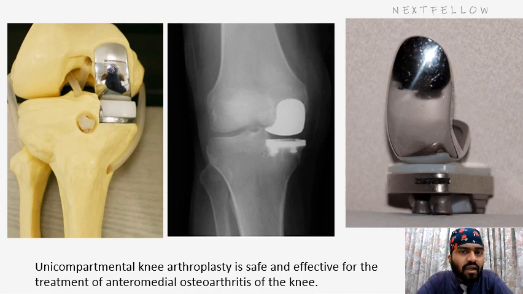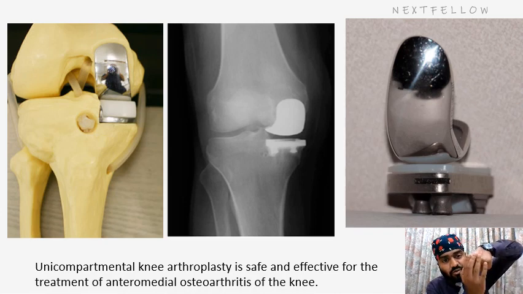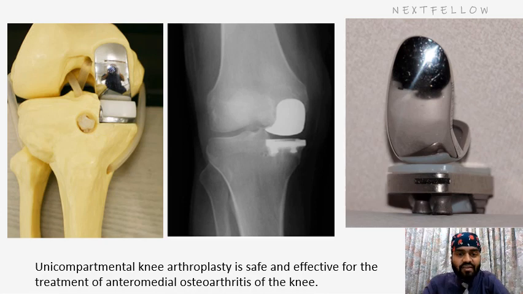So, what do you mean by the unicondylar knee arthroplasty? Unicondylar knee arthroplasty is a type of arthroplasty which is done for the anteromedial surface. That is the anteromedial surface of the femur. It involves the medial compartment of the knee joint. So what happens in this? The anteromedial surface of the femur is replaced with the medial part of the tibia. And here we can see the implant which is used for this.